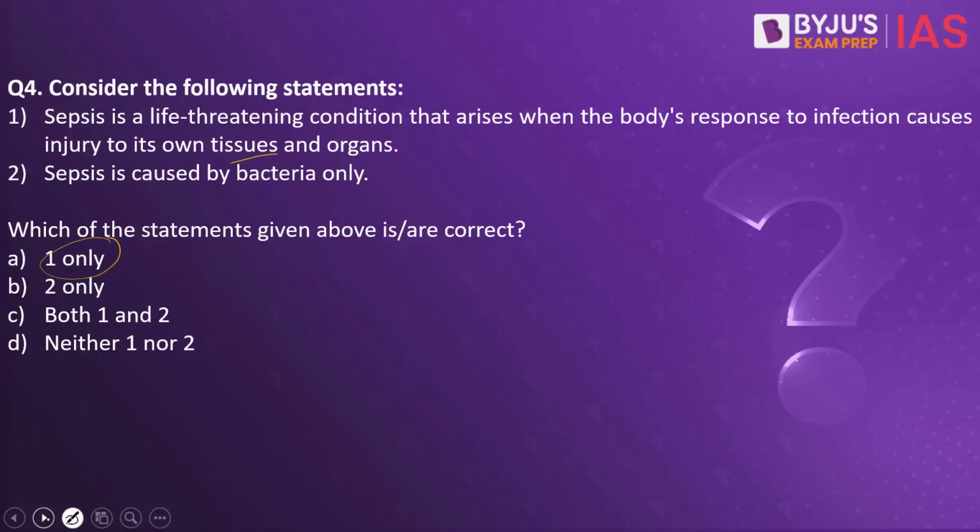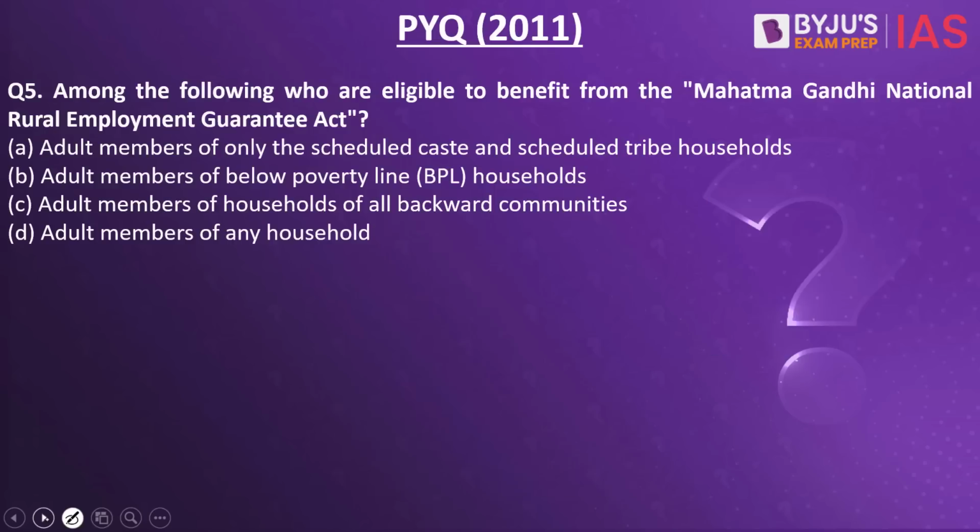Now let's look into the next practice question. Among the following, who are eligible to benefit from the Mahatma Gandhi National Rural Employment Guarantee Act? Adult members of only scheduled caste and scheduled tribe households, adult members of below poverty line households, adult members of households of all backward communities, adult members of any household. The answer to this is D, which is adult members of any household. This happens to be a previous year question from the year 2011.